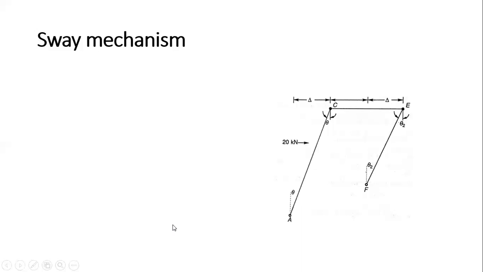Next, we have to consider the sway mechanism. Now, under this horizontal load, the frame sways to the right side. Because the length of this column is different from this one, the angles here and here are different. So if I assume here is theta, then this one is theta 2. Now delta, this is 3 meter here and 6 meter here, so total is 9 meter. So 9 times theta is equal to 6 times theta 2, so theta 2 is equal to 1.5 times theta.